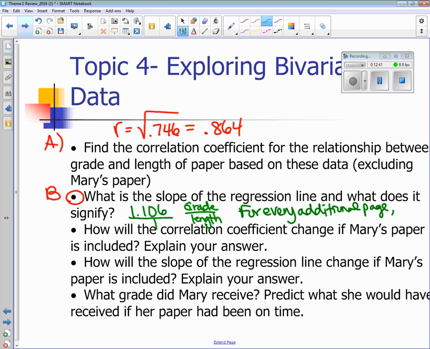Your hint when you talk about interpreting slope is you need to say the words "for every." For every, whatever number's in the bottom, the denominator, explain what happens in the numerator. So for every additional page, the grade increases by 1.106.